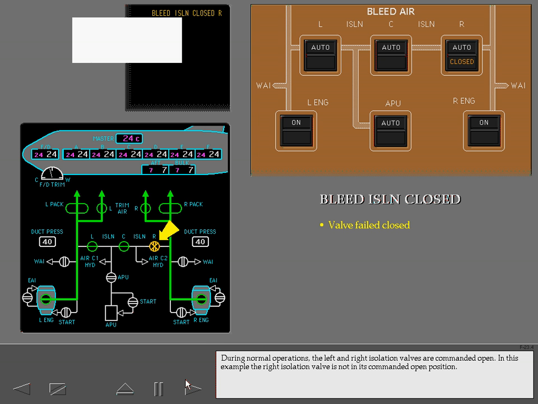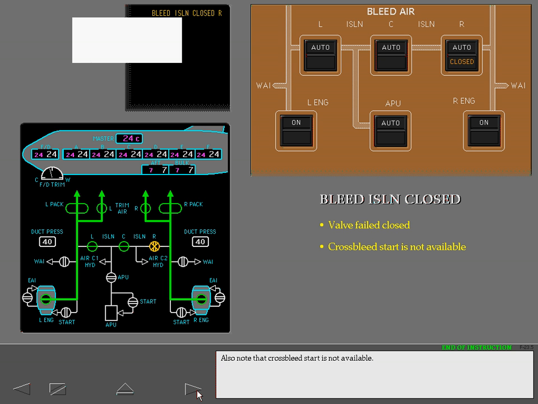During normal operations, left and right isolation valves are commanded open. In this example, the right isolation valve is not in its commanded open position. Also note that cross-bleed start is not available.